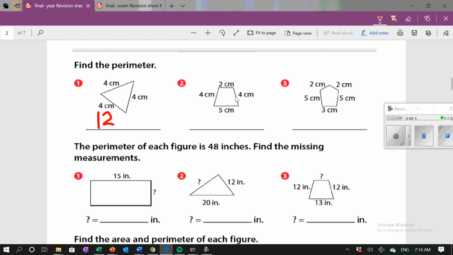Now here I have to add all the sides for the trapezoid. Here I have 2, 4, 4, 5. Let's find the friendly numbers, easy to add. Here we have double 4, which is 8. Let's make 10: 8 plus 2 is 10. 10 plus 5, perfect. It's 15 centimeters.